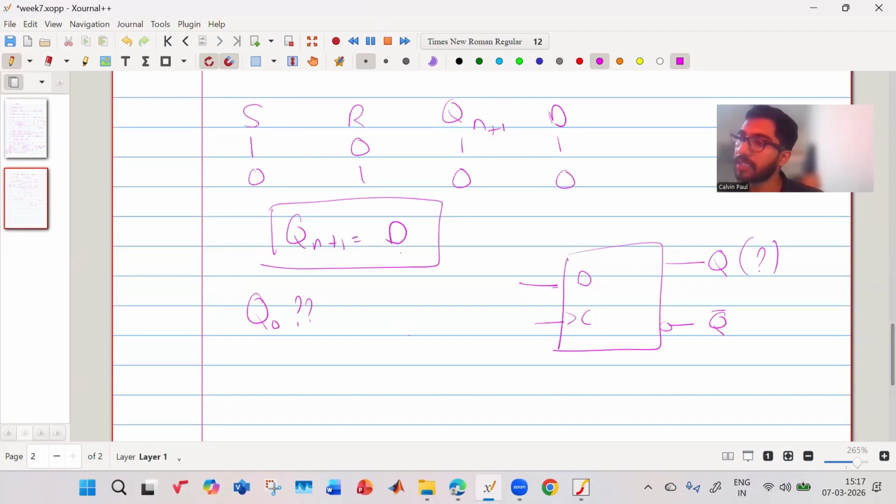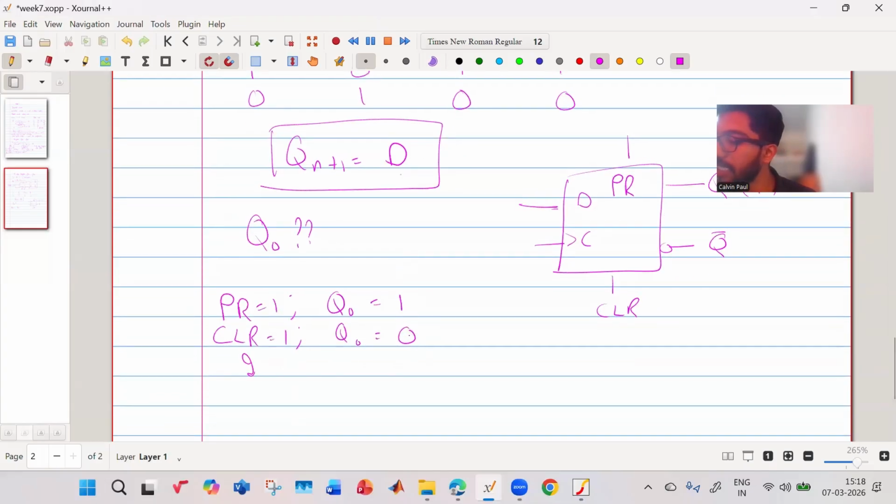So to do that, there is something called preset, and there is something known as clear. If preset is 1, it will make your Q0 equal to 1. If your clear is 1, it will make your Q0 equal to 0. So basically you're able to initialize the circuit as per your required condition or your requirement. You're able to set the initial condition.